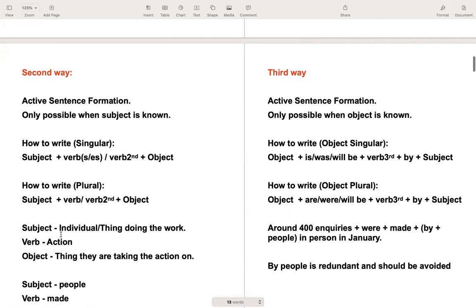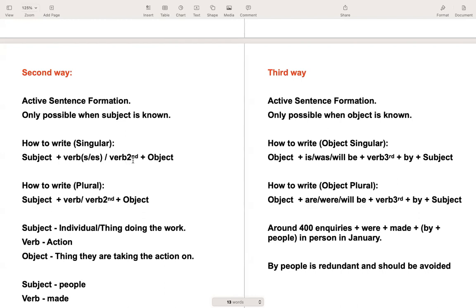Once you start being comfortable with that, you can make these sentences. For this, there are two types of sentences using these three words. One is the active sentence formation. One is the passive sentence formation. In the active sentence formation, the sentence starts with the subject. Then you have a verb. If you have a singular verb, then you have an S or ES after that. If you have a plural verb, there's no S or ES after the verb. We'll clarify this further when it comes in the examples.